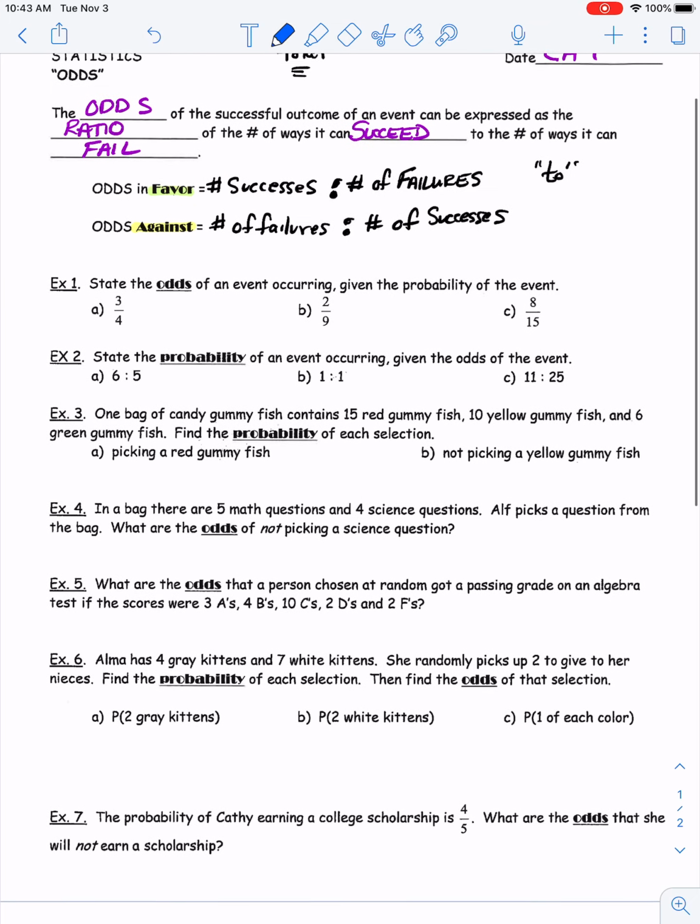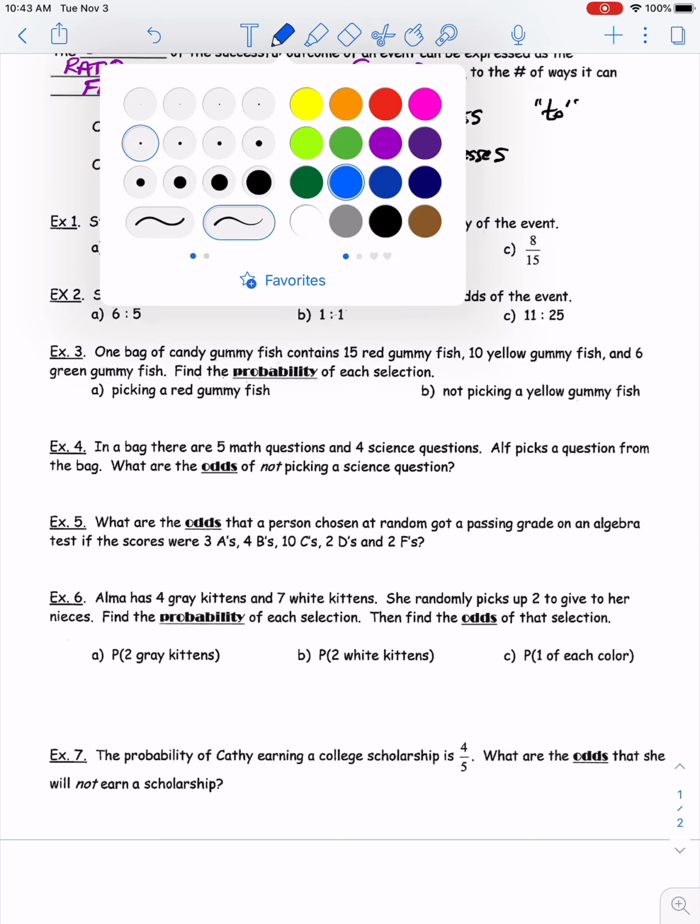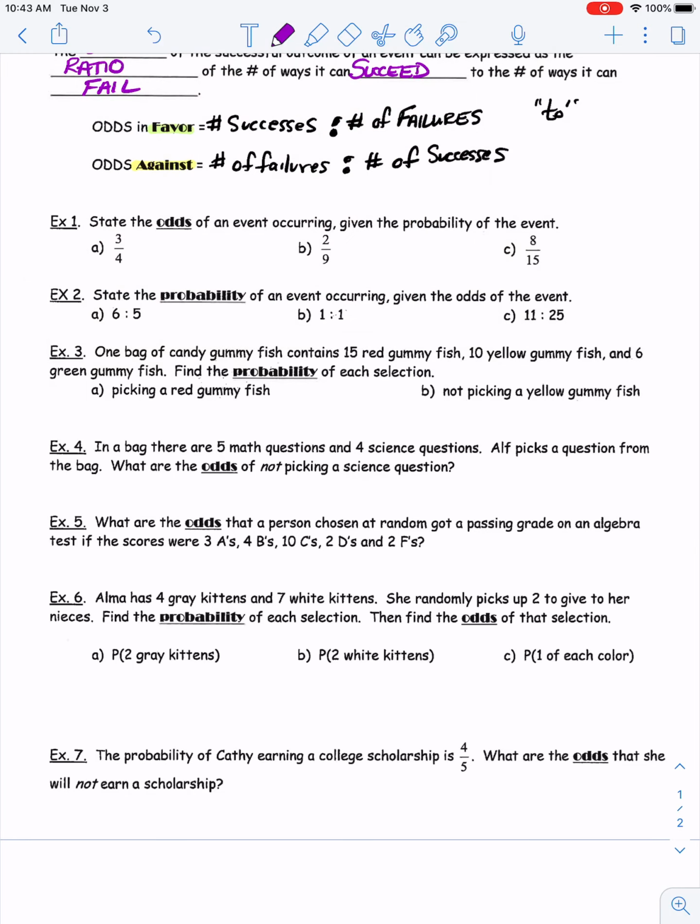I'm going to slide this up just a bit. It says state the odds of an event occurring given the probability of the event occurring. Again, probability is going to equal your success over total, where odds are success to failure. So for this first one, state the odds if this is the probability. Success to total, so then the odds are going to be success to failure.